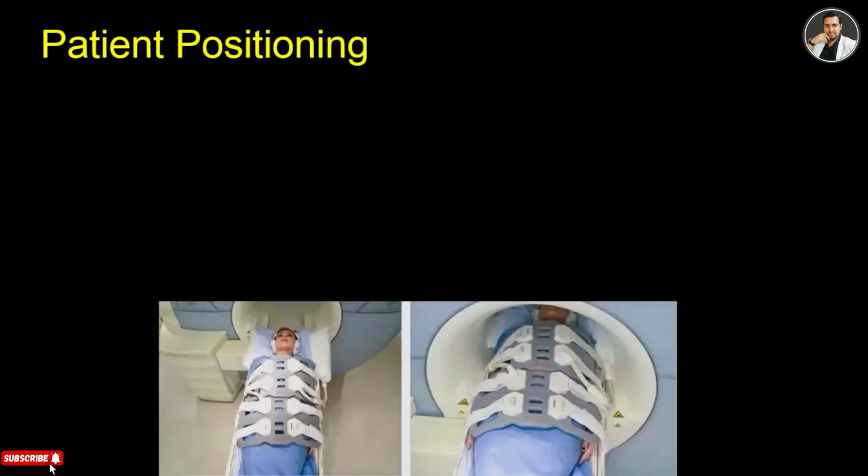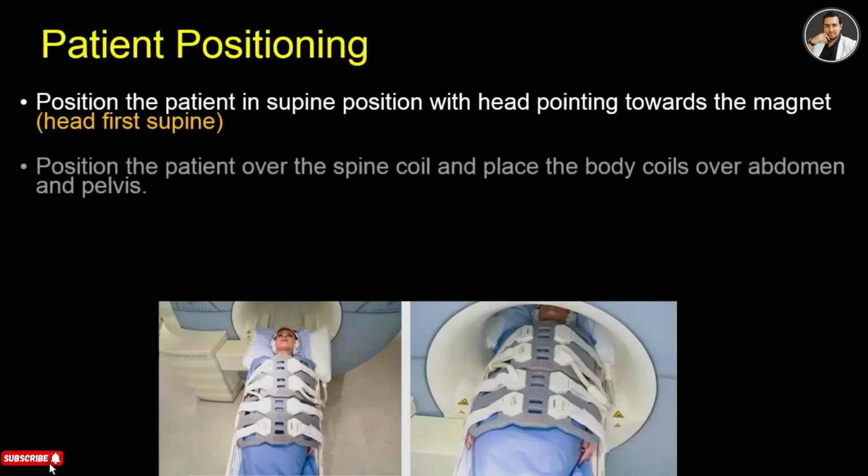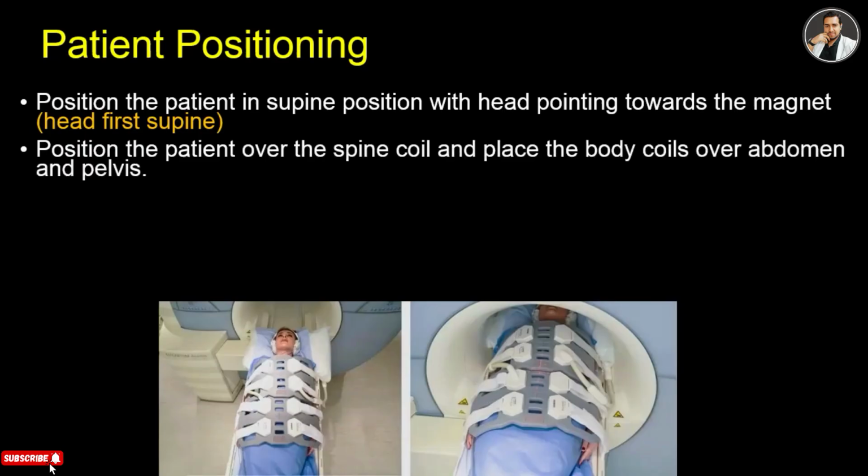And now the patient positioning. So for MR urogram, position the patient in supine position with head pointing toward the magnet, and that is head first supine. You can see on the image, and position the patient over the spine coil. That means that the table itself has the spine coil beneath, and place the body coils over abdomen and pelvis.